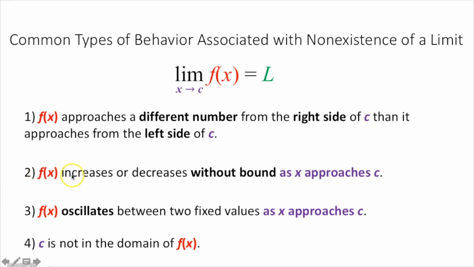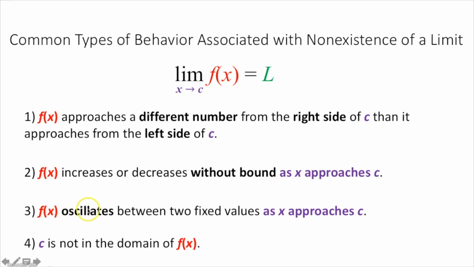Second, we have f of x increases or decreases without bound as x approaches c. And we talked about this a little bit earlier. If you have a function that approaches positive infinity from both sides or negative infinity from both sides, you would technically say that the limit does not exist, because infinity is not a particular number, L. It's infinity. It goes on forever.